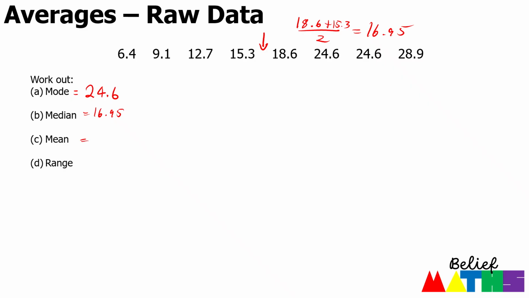The mean is the one that everyone always remembers. You add them up and you divide by how many you have. So you add all those numbers together and you get 140.2 divided by 8 gives you 17.525. And then finally the range is the biggest minus the smallest, so 28.9 minus 6.4, and that gives you 22.5. And that's your range for the data. And again, it's just about remembering what each of those words mean, and it'll make life a little bit easier for you.